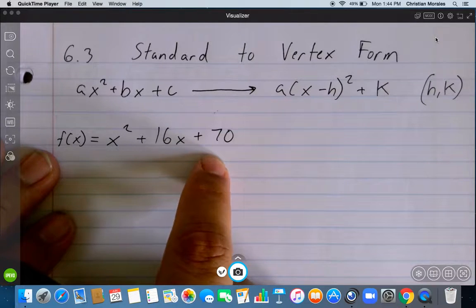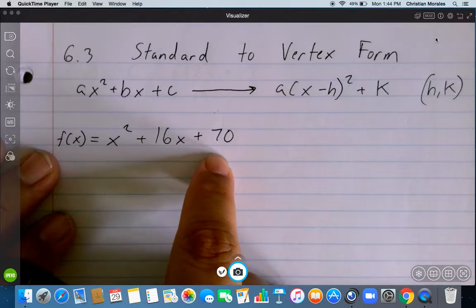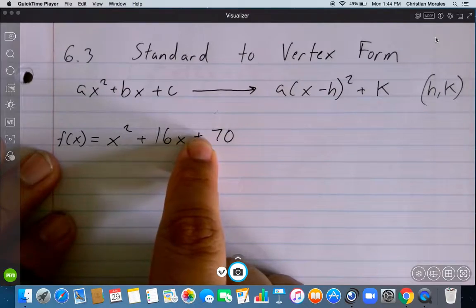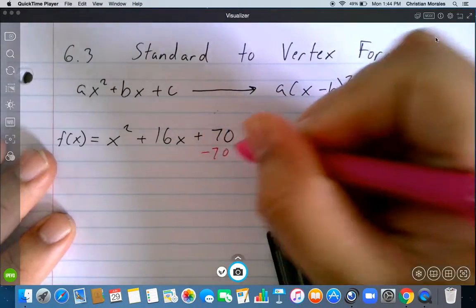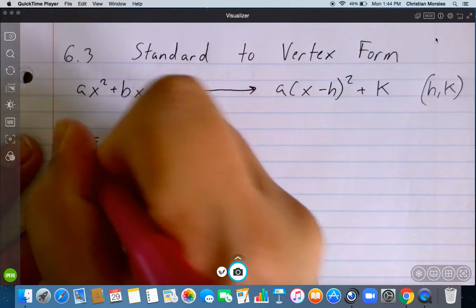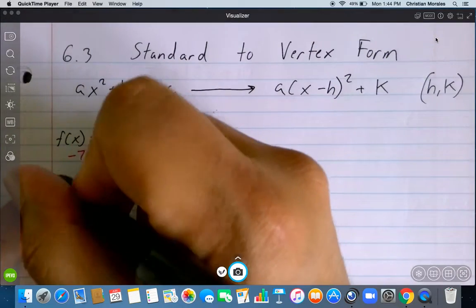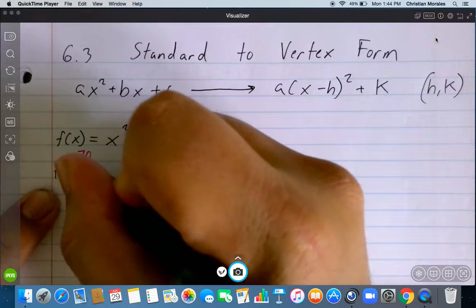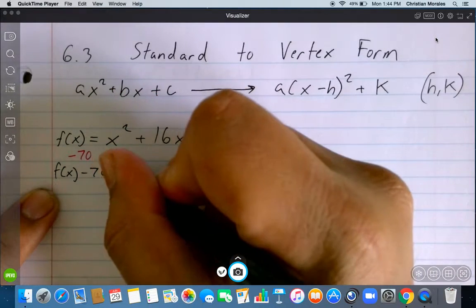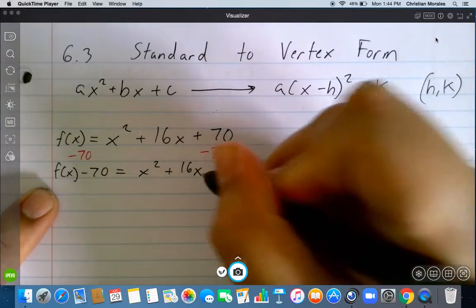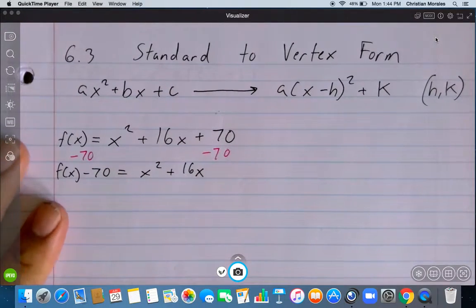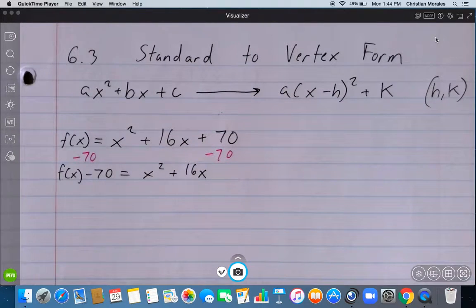The first thing we have to do is get rid of that 70, because just like in the last problems, this value for c does not work. Now, the difference is when you move it, it's not just going to be a 70 over there. What you're going to now have is f of x minus 70 equals x squared plus 16x.